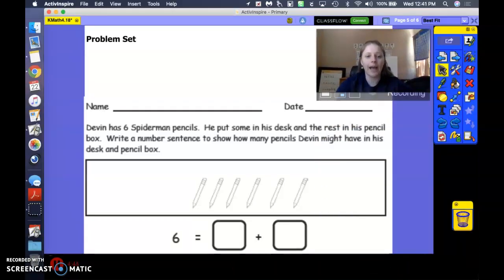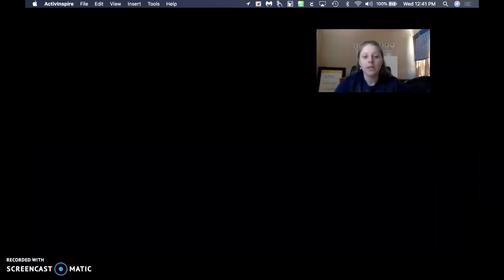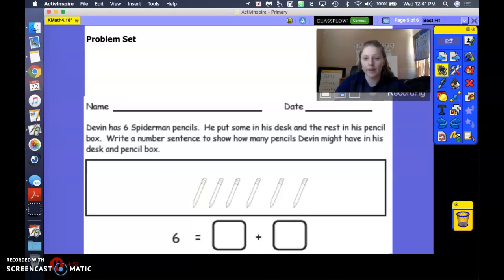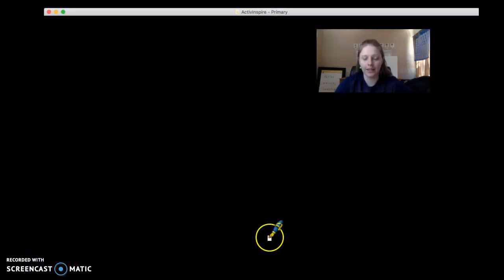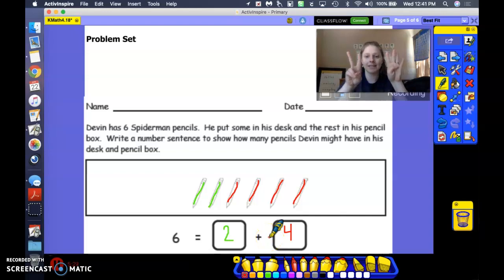For this problem set, we have 6 Spider-Man pencils. Some of the pencils are one color, and some of the pencils are another color, and that's going to make up the parts in our story. So let's find out. We have 2 green pencils and how many red pencils? Good. We have 2 green and 4 red. That matches my story. 4 of them are red, 2 of them are green. Altogether, we have 6. 4 and 2 makes 6.